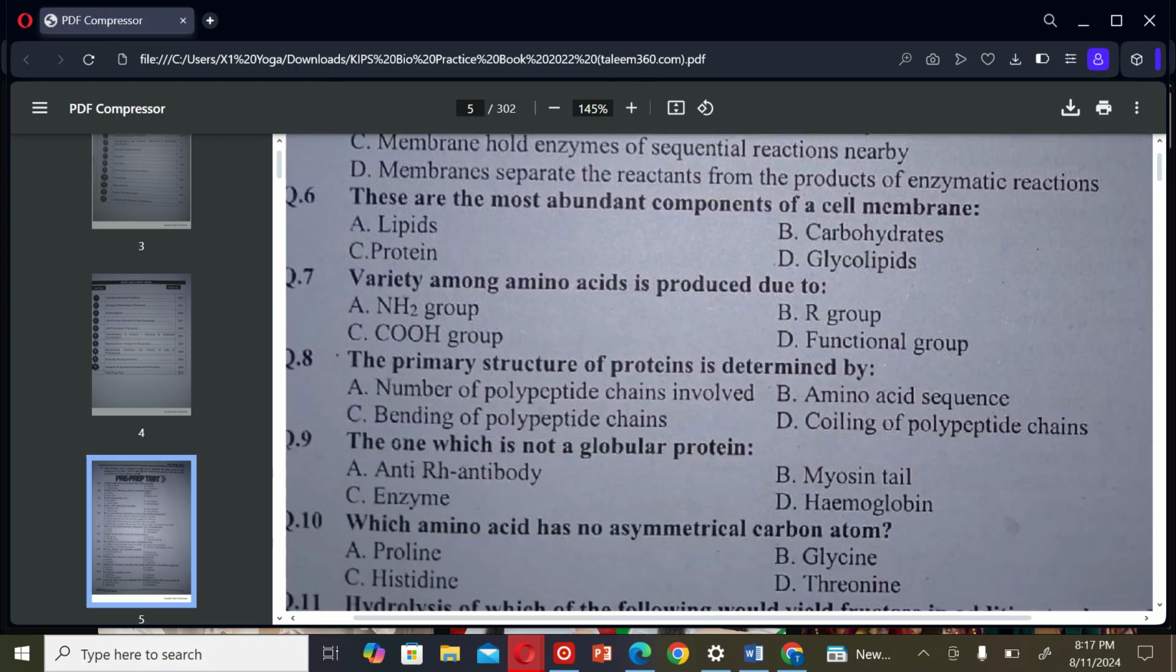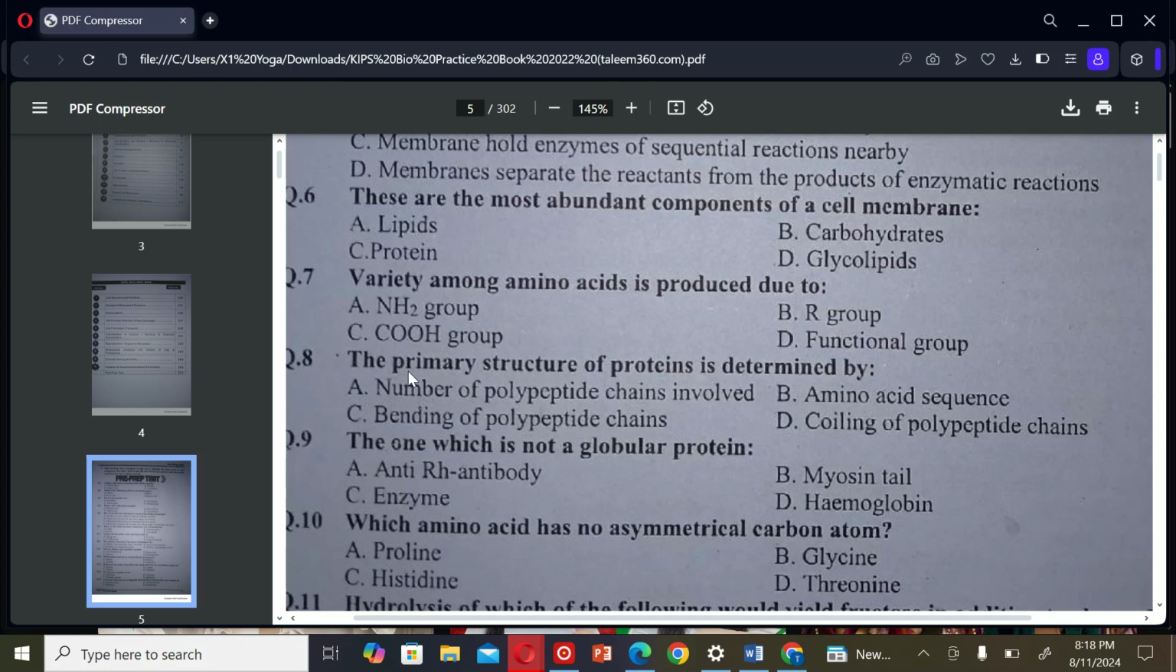The next MCQ is: the most abundant component of a cell membrane is A. Lipids, B. Carbohydrates, C. Proteins, and D. Glycolipids. The correct option is C. Proteins. The next MCQ is: variety among amino acids is produced due to A. NH2 group, B. R group, C. COOH group, and D. Functional group. The correct option is B.